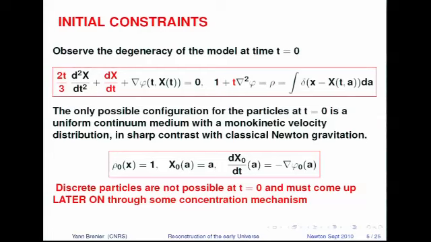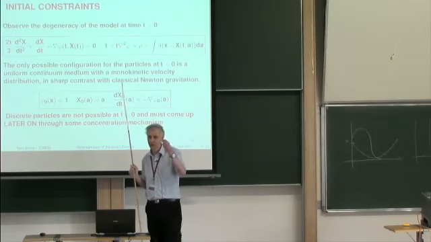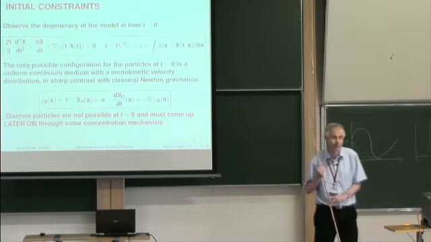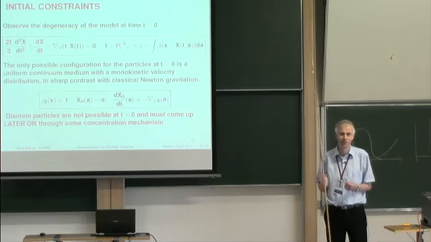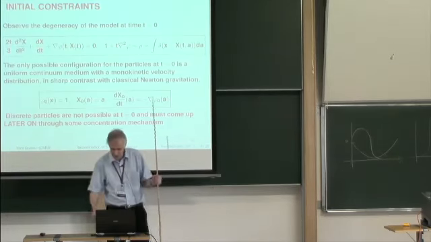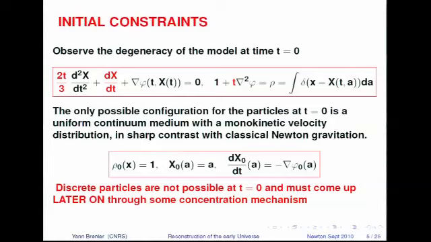But with this model, as a logical consequence, there is no discrete particle at time 0. It's like a continuous medium. So if you want particles later, it means that you need a concentration mechanism. So the granularity of the matter must come from a concentration mechanism. It's not at the origin in this model, which is also completely different from the classical Newtonian view on gravitation.